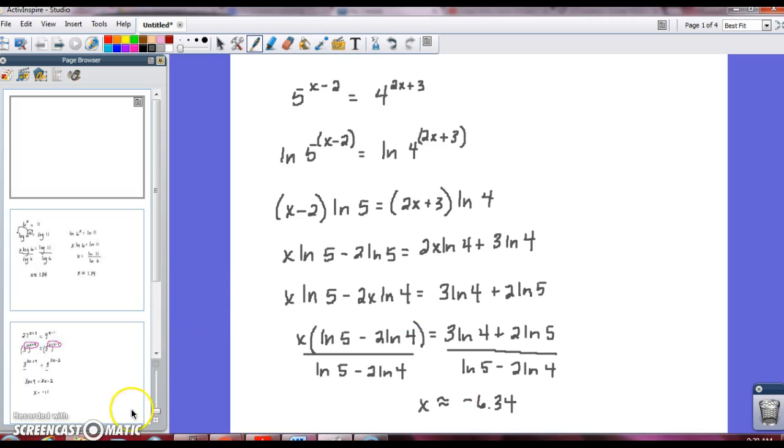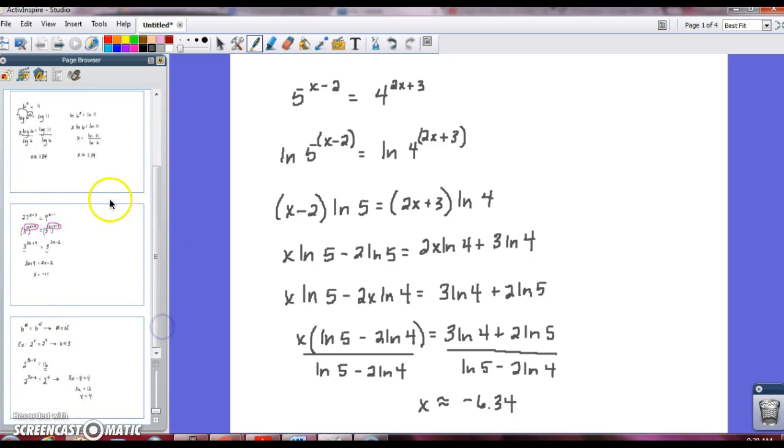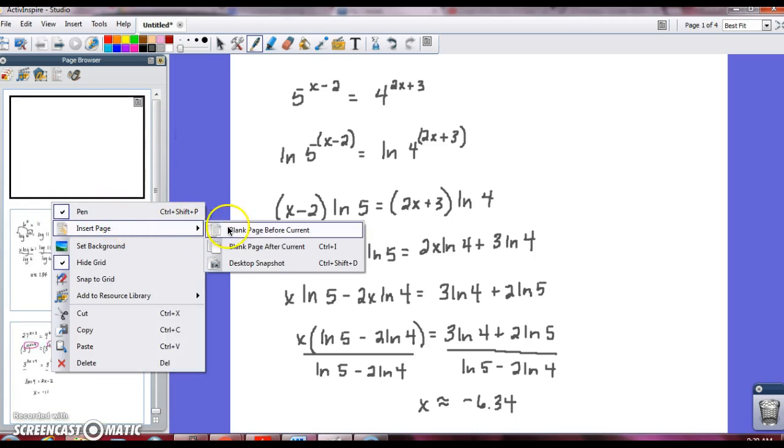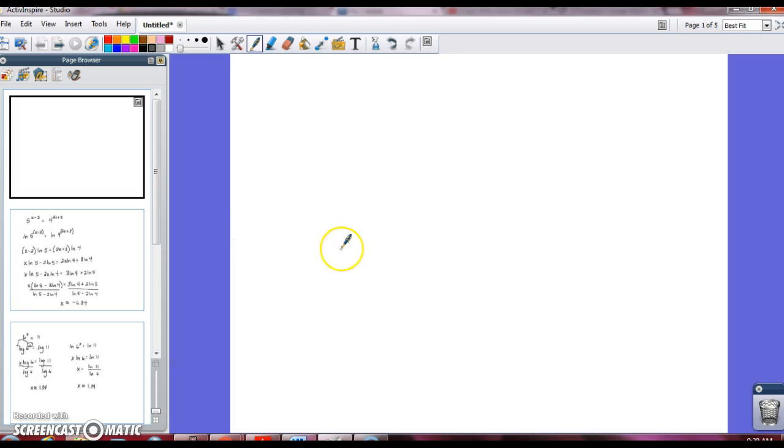I've got one more type of problem that I want to go through with you, and it has to do with when we are solving a problem where we have multiple x's in base e. So if I have e to the 2x minus 4e to the x plus 3 is equal to 0.